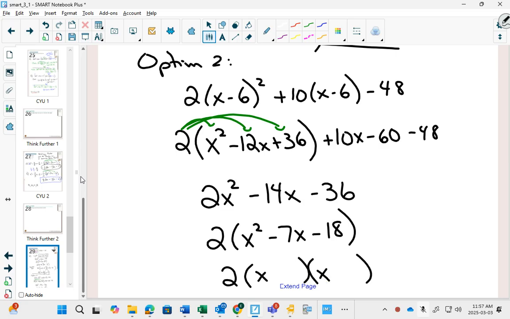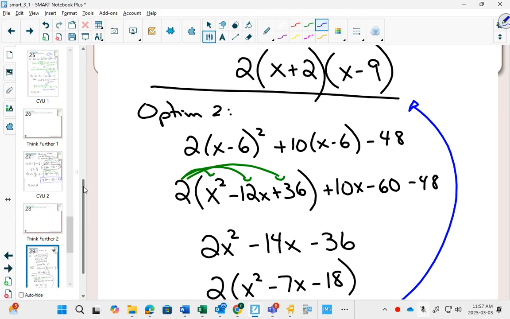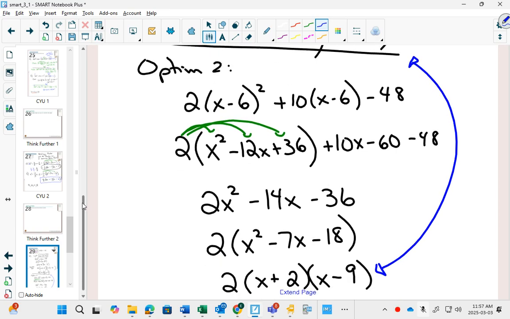First one's x, so it has to be x and x. 18: 1 and 18, 9 and 2, 3 and 6. Which one gives you 7? 9 and 2. I would need the 9 to be negative, the 2 to be positive, and notice, if we could see that, those are the same with both methods.